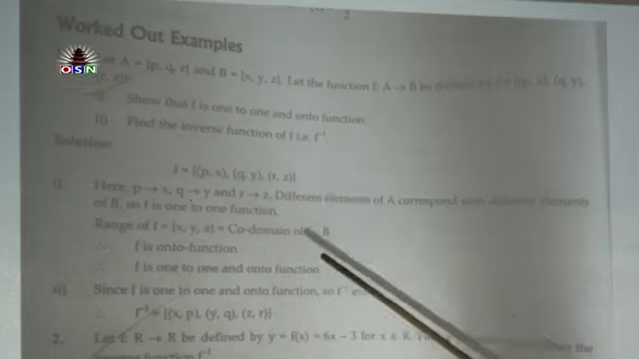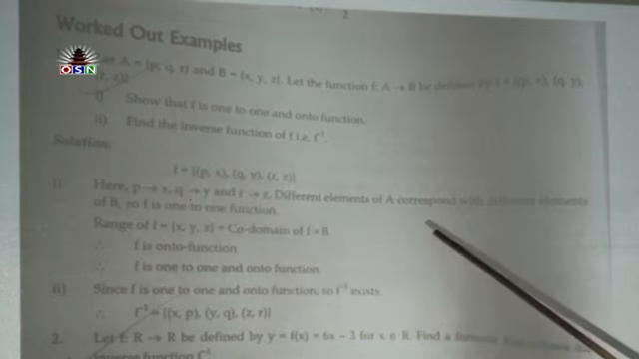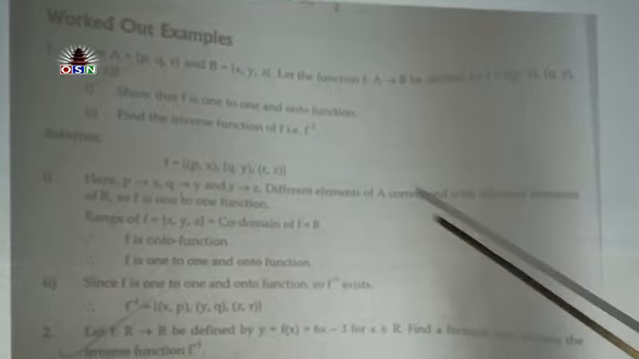So here, the solution, let's see. Function f is equal to {(P, X), (Q, Y), (R, Z)}. These are the ordered pairs of the given function. When we collect the ordered pairs according to the given function, here P corresponds to X, Q corresponds to Y, and R corresponds to Z. Different elements of A correspond with different elements of B, so it is a one-to-one function.